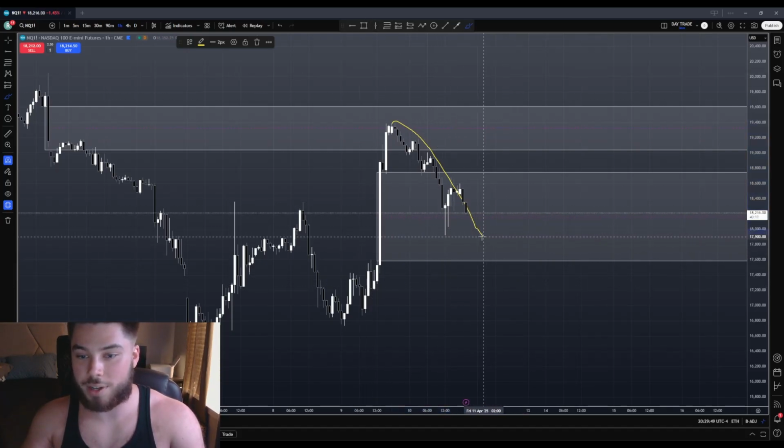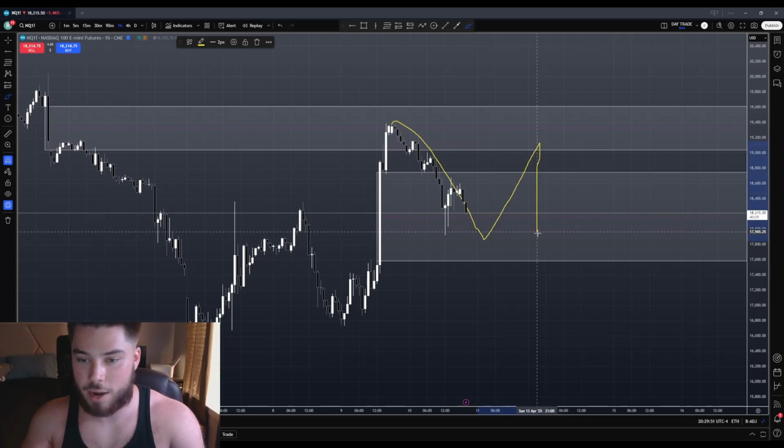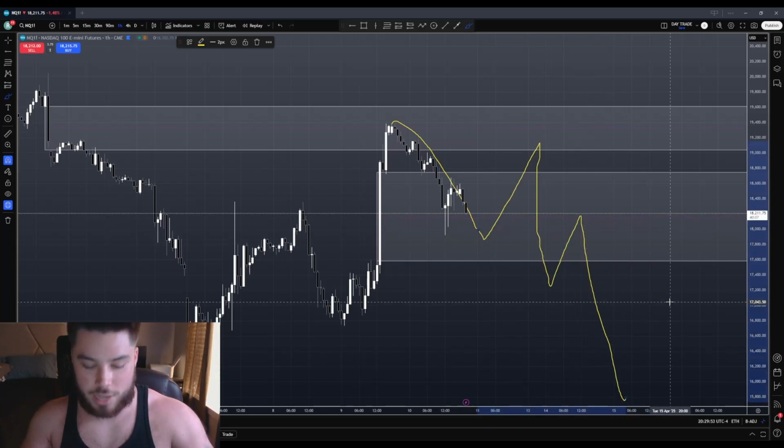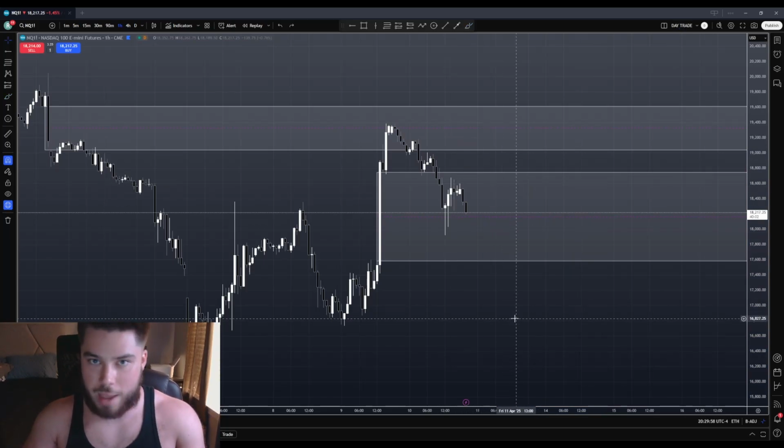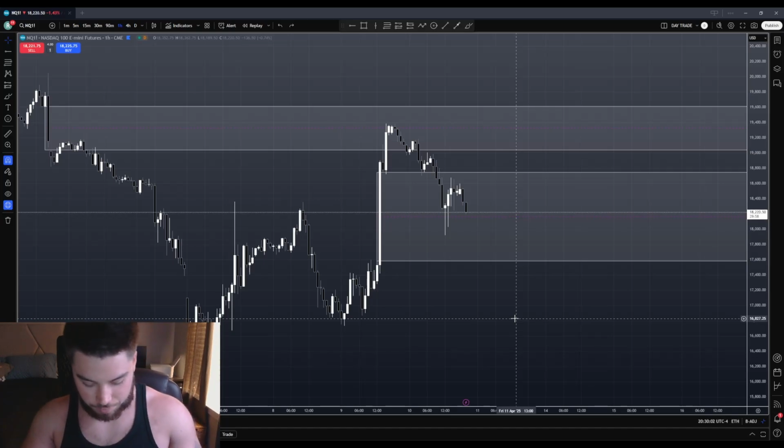You can't really know exactly how far that might go. It might go to here, it might skyrocket, it might go to here, it might continue to tank lower. We have no idea. But at the end of the day, a successful trader isn't one who speculates, it's one who just adapts to what the market tells them.